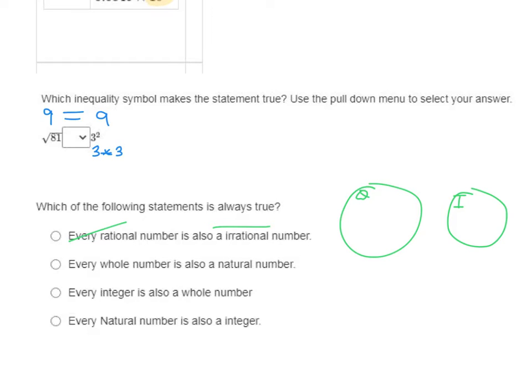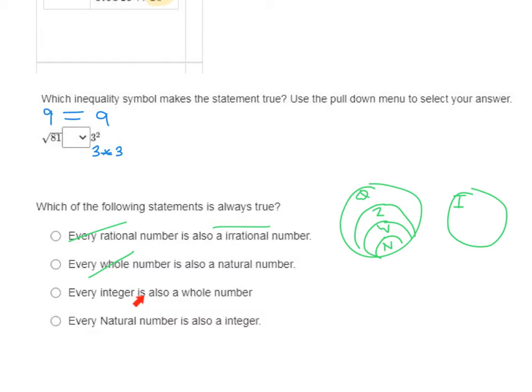Every whole number is also a natural. But when I have my circles here, here's my Z, that's my integers, then I have my whole, and then I have my naturals. So are all of these whole numbers inside this little shape? No. So that is not true.